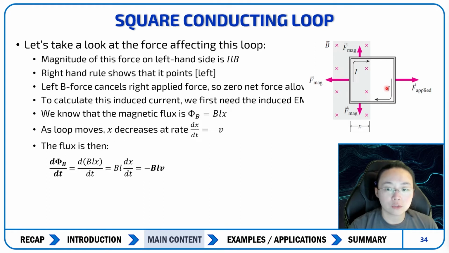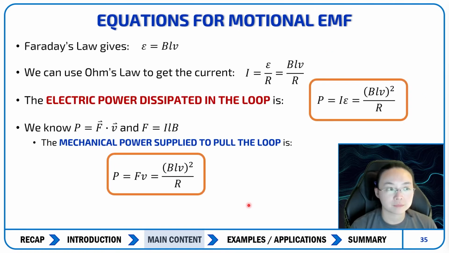To calculate this induced current, we first need the induced EMF. We know that the magnetic flux is going to be BLx, from B dotted with A. As the loop moves, x is going to decrease at a rate of negative v. The flux rate can then be written as minus BLv, where v is dx over dt. So we have this form. Continuing on from this, we can apply Faraday's law.